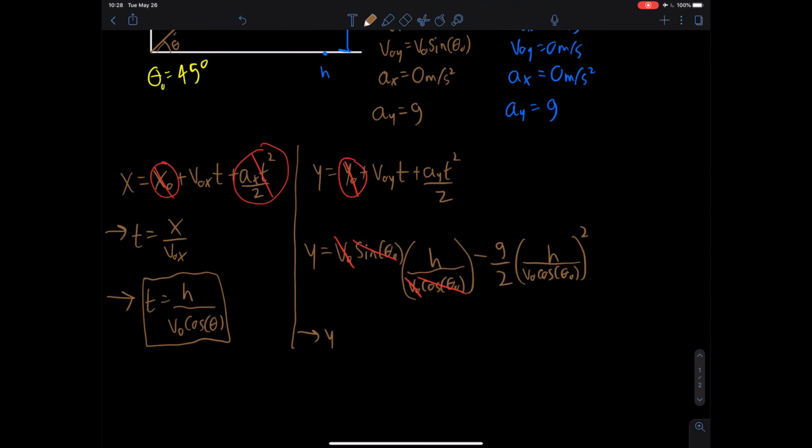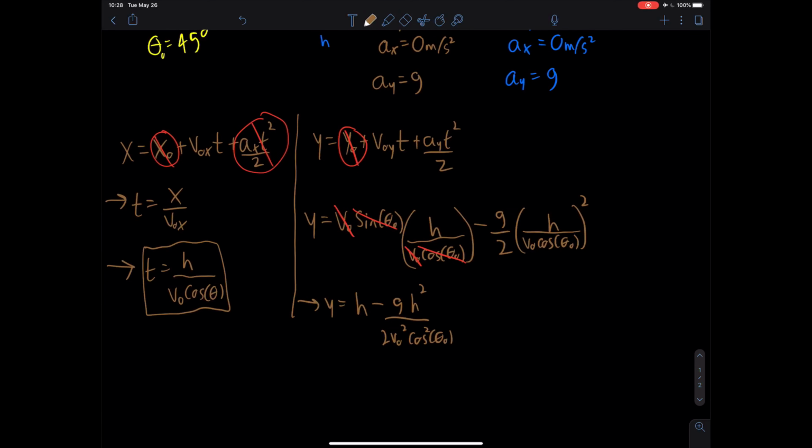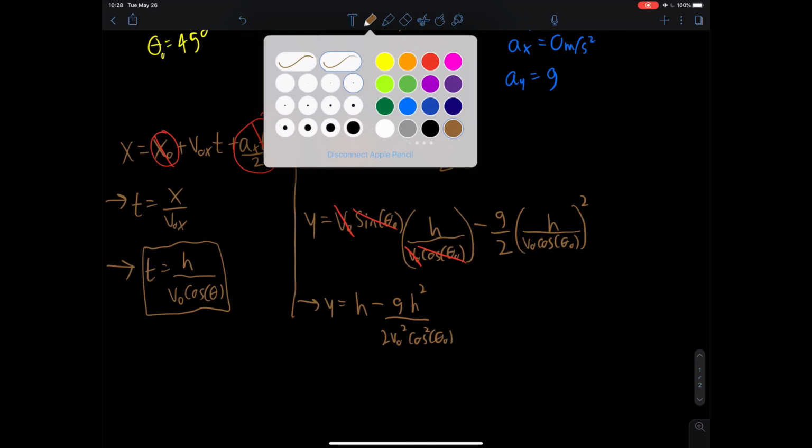is y equals, on this side we just have h, and then over here we have minus g h squared over 2 v naught squared cosine squared of our launch angle theta. So that's the vertical position of apple number 1. And now we want to check at this particular time, what is the vertical position of apple number 2? If we're trying to confirm that they collide, we need to confirm that these vertical positions are the same.